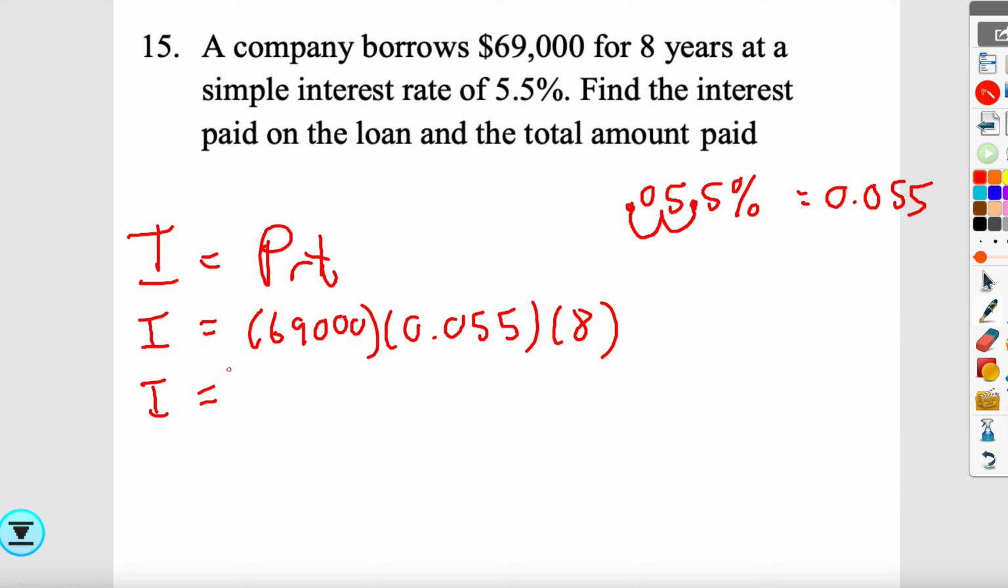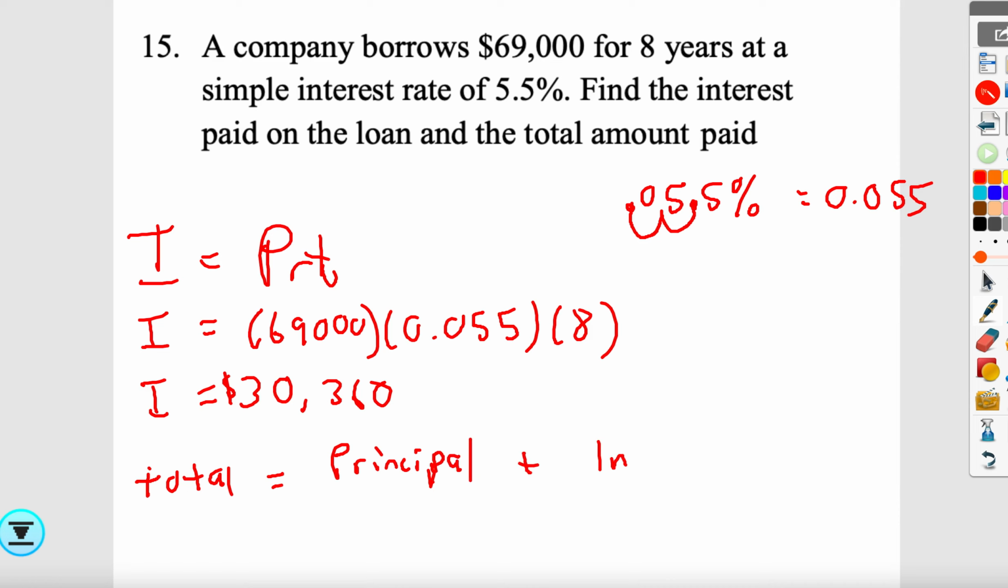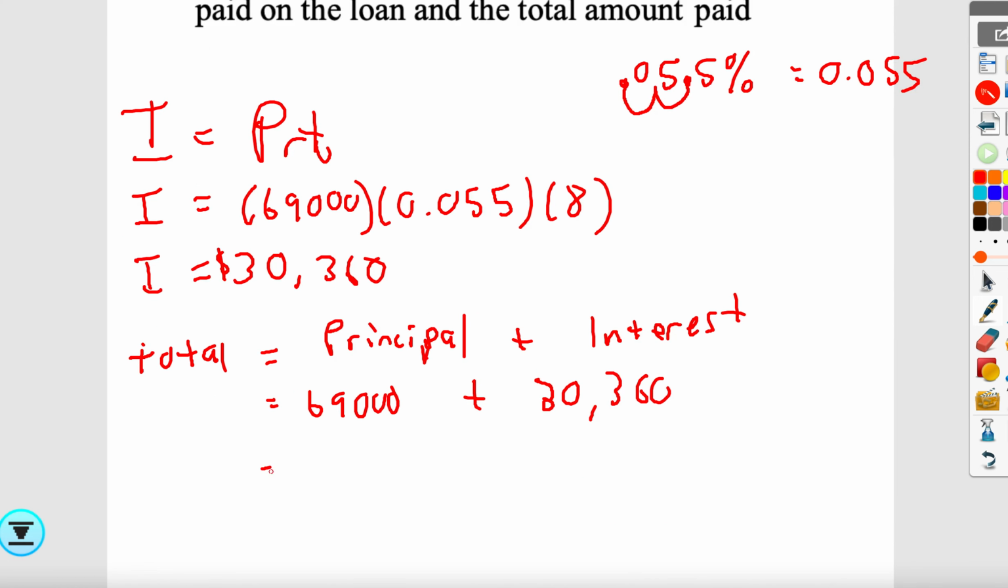So multiply that in your calculator. The interest paid on this loan was $30,360 in those 8 years. Now to find the total amount paid, the total is equal to the principal, the original amount, plus the interest. So it's going to be $69,000 plus $30,360. So the total is equal to $99,360. And we're done.